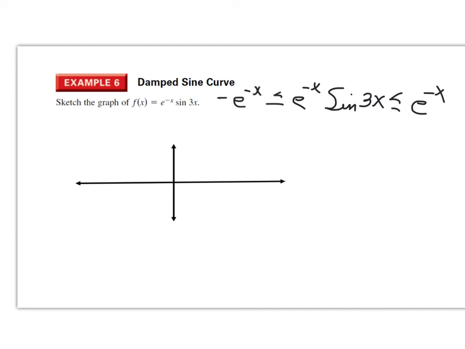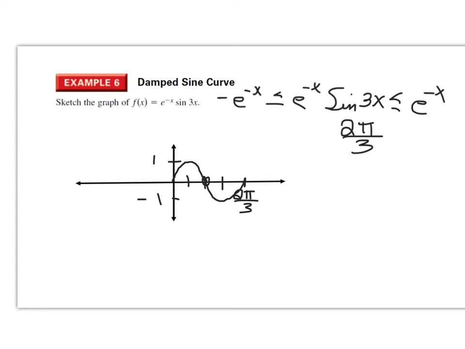The sine of 3x would mean that our period would be 2 pi over 3. So at 2 pi over 3, we're going to do a complete sine, which means a sine goes up, down, and up. Now the only difference is that we have e to the negative x, so we need to think about what e to the negative x looks like and how that is graphed.